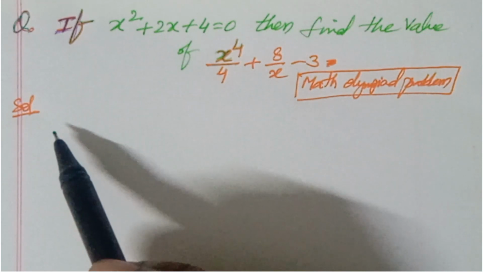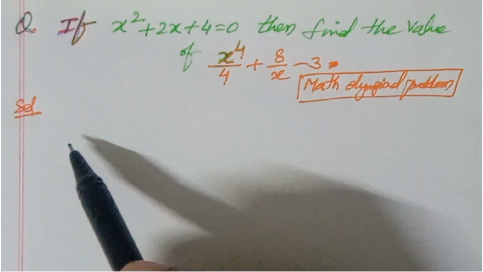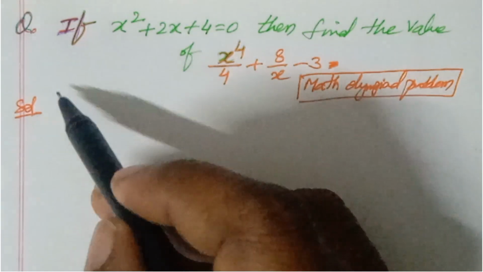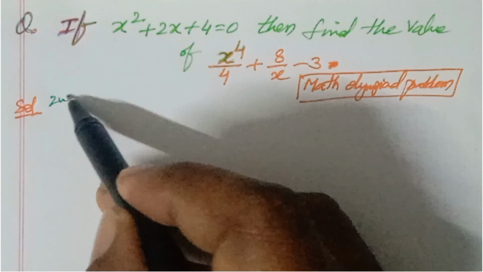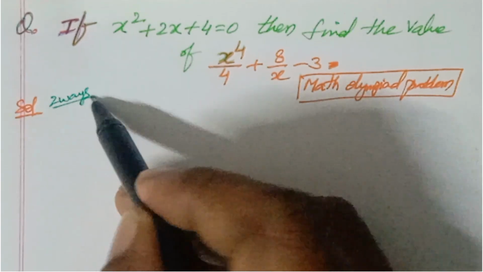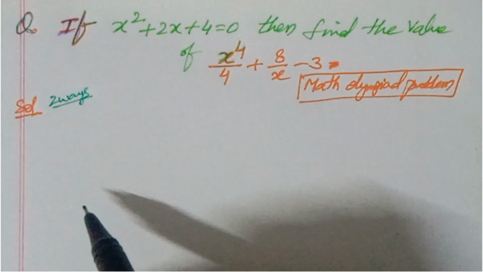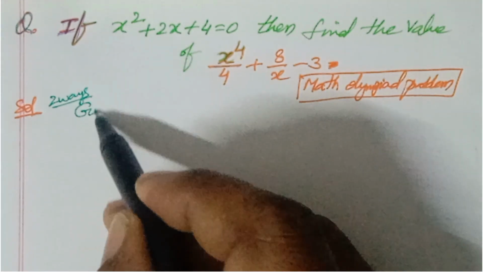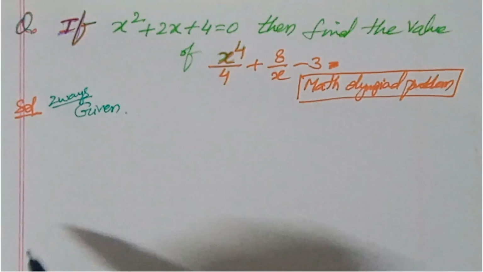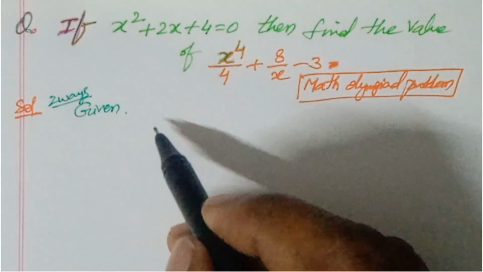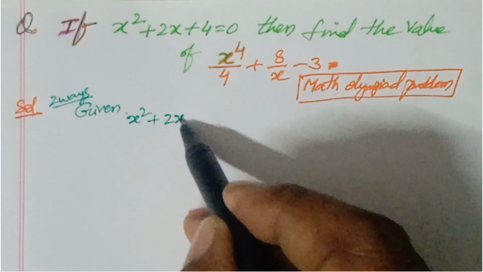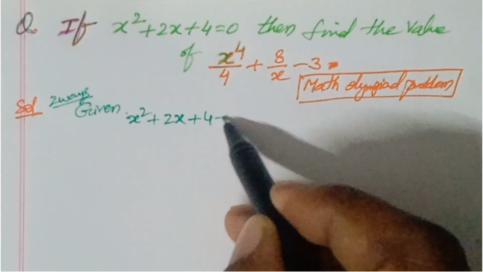Before we start the problem, this is having some logic. So we are going to see this problem in two ways, two models. We can solve this in different models. First of all, what is given? Given x square plus 2x plus 4 equal to 0.